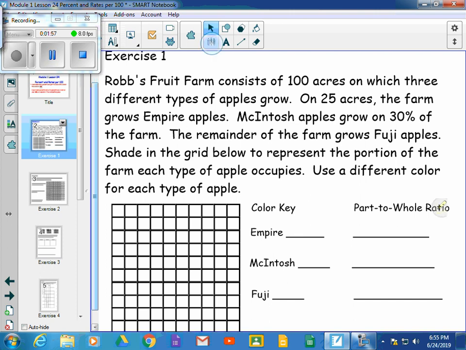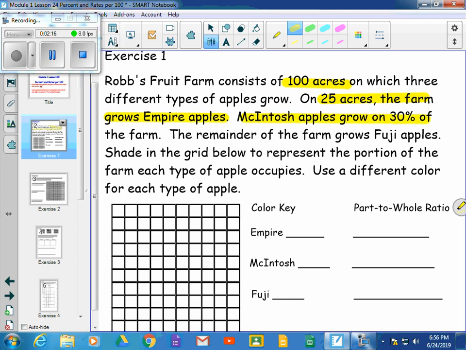So let's first highlight the information that we're given here. Okay, his farm has 100 acres. That's the total. That's the whole. 25 acres, he grows Empire apples. Macintosh grow on 30% of the farm, and the remainder of the farm gets Fuji apples.